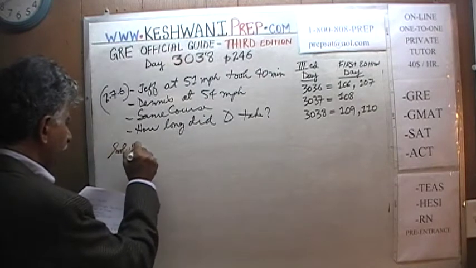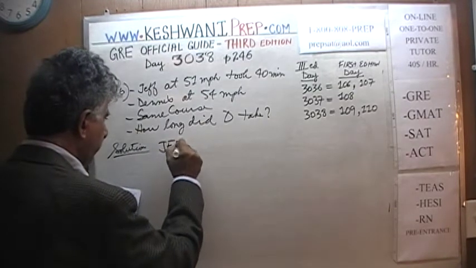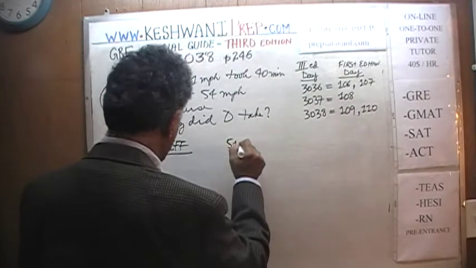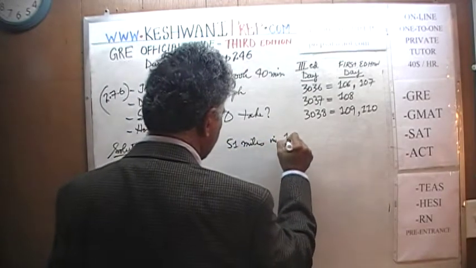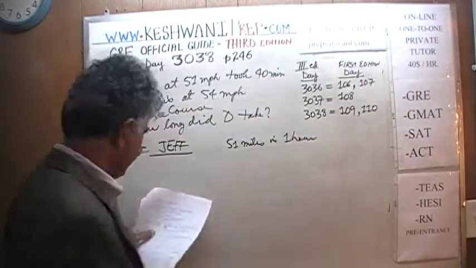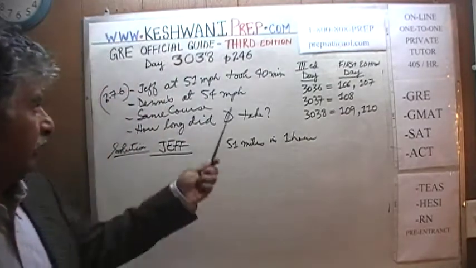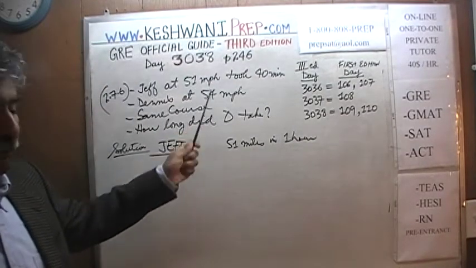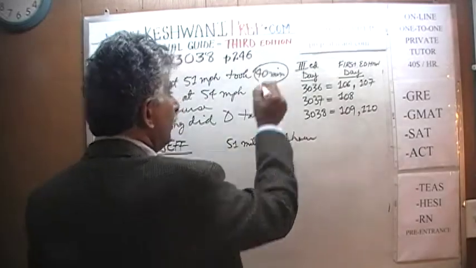So here's the solution. First, Jeff, we know, is going at 51 miles in 1 hour. He's going 51 miles in 1 hour. And how do we know that? Well, because we are told that. 51 miles per hour. But he did not go for an hour. It took him only 40 minutes.